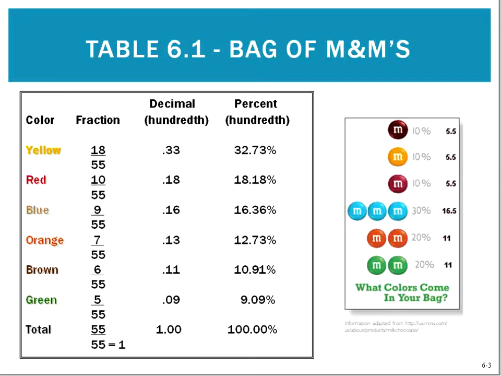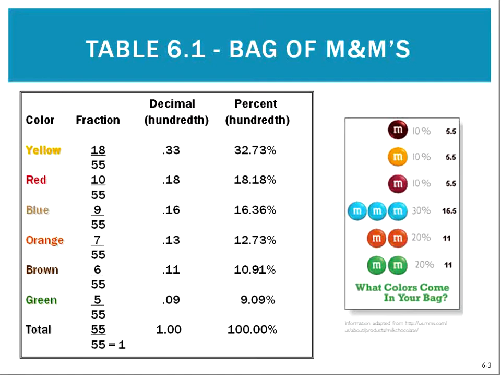So in a bag of M&Ms, we counted 55 M&Ms. Now of these, how many are yellow, blue, red, orange, green, brown, and what are the total? Look down for me at the total. All right, 55 out of 55. That means we have all of them, which means that's 1, right? So in a decimal, that is a whole. That's 1.00. In a fraction, that's 55 over 55. In a decimal, that's 1.00. And then the percent is 100%, right?